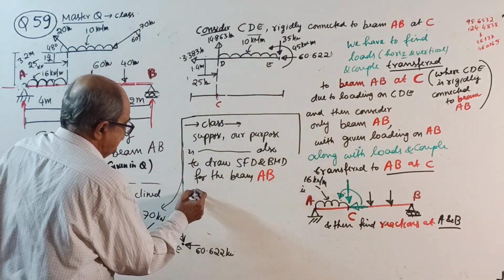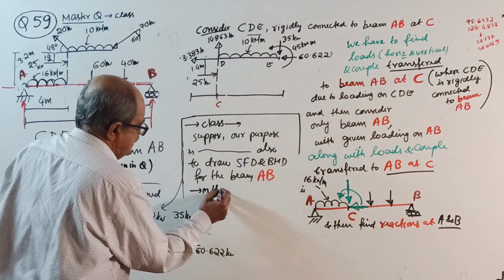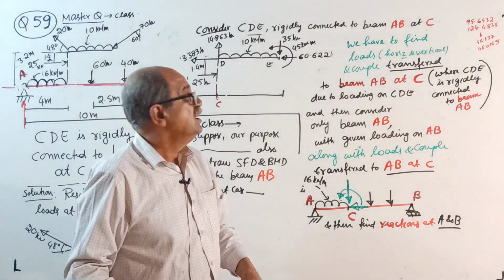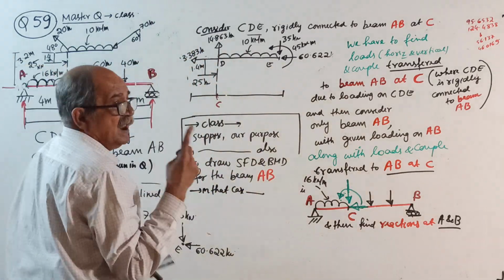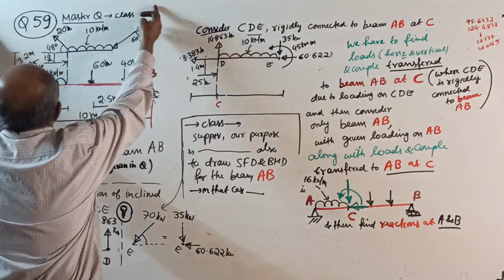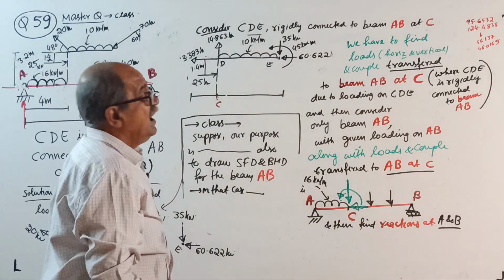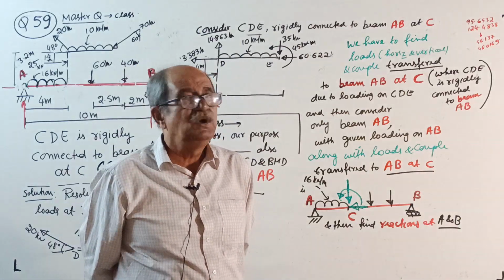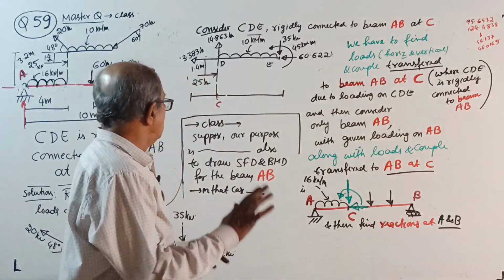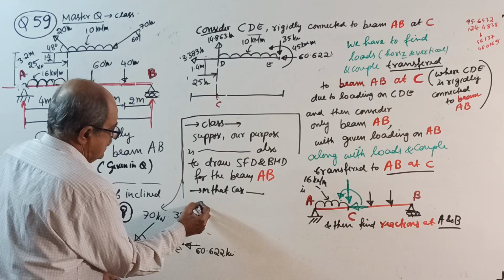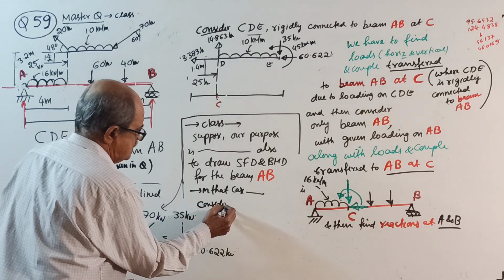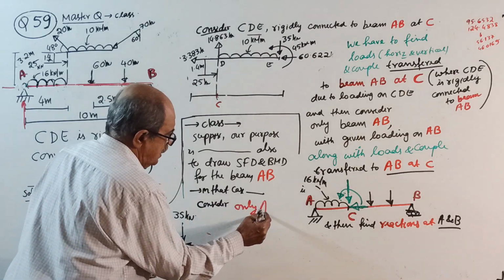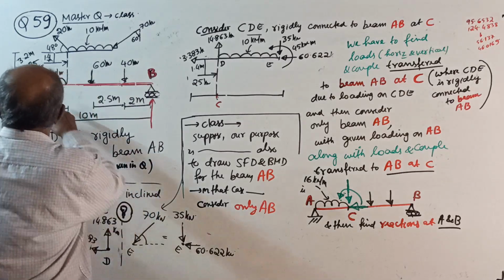In that case, you need not consider the entire system and write it and find the reactions like last time. See, all I am dictating. What you can do is consider only AB. Consider only AB, red color. Only AB. See, red color beam, AB.